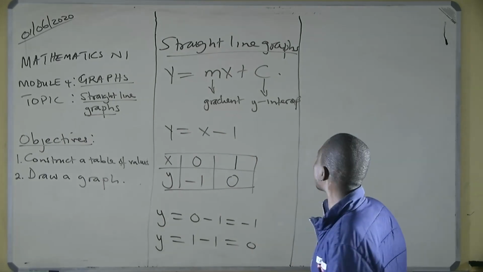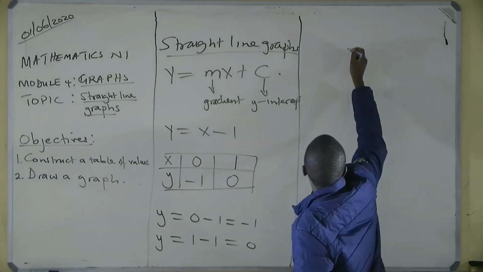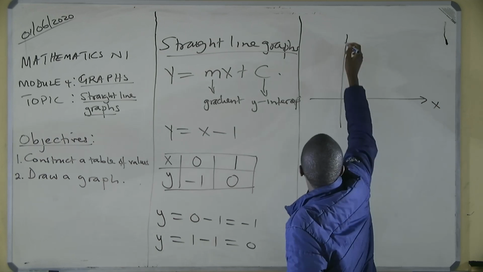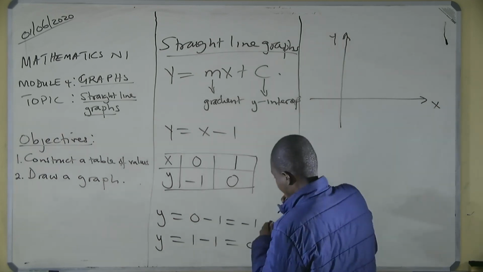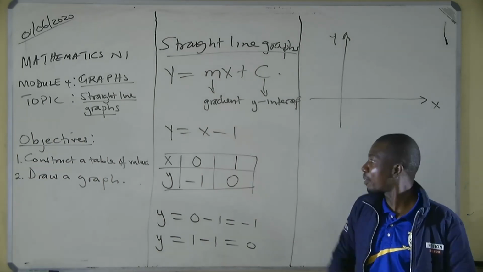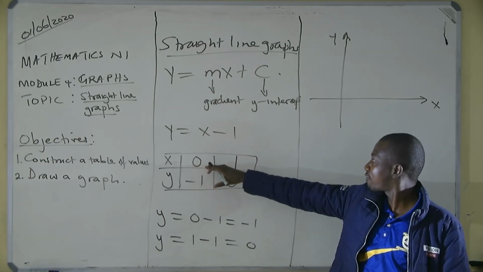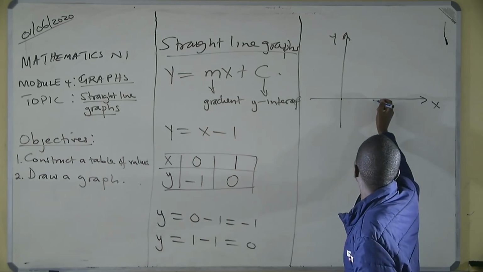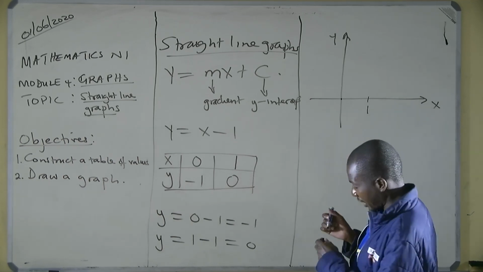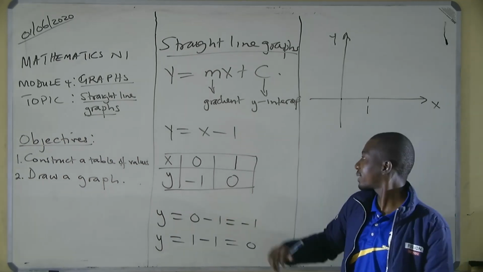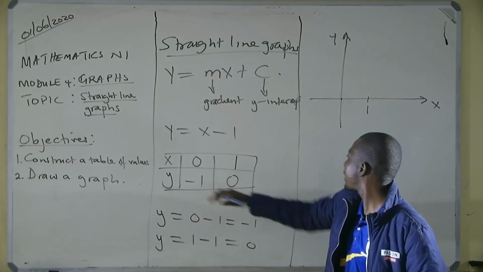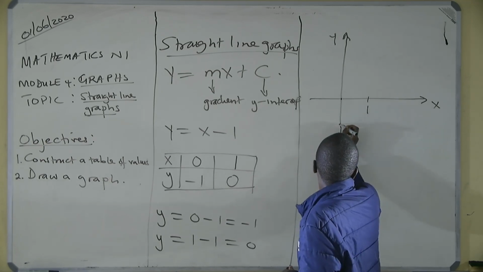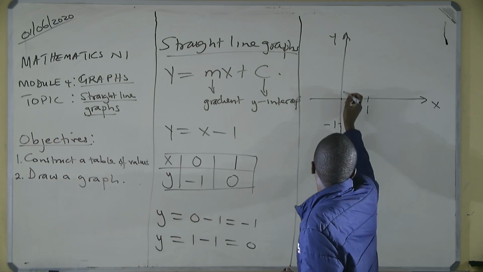Now, to draw the graph of y equal to x minus 1, we need to have the y-axis and the x-axis as I am drawing right now. Then you go back to the table. We see that our x is positive, so we are going to have x is 0, which is somewhere there. Then we are going to have x being 1. We can put it there. Then for y, we have y is 0 and y is minus 1, which means we have a 0 there and a minus 1. We can put it there.